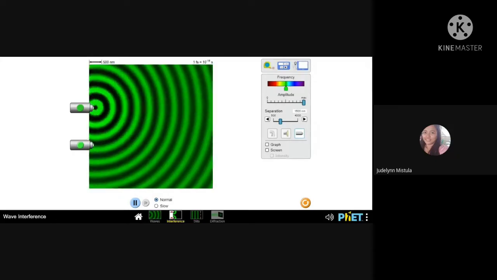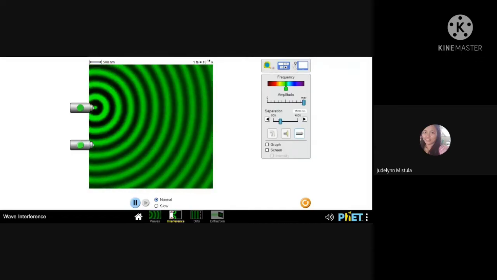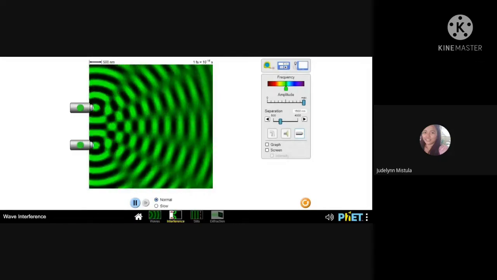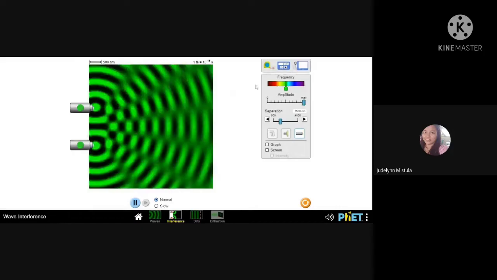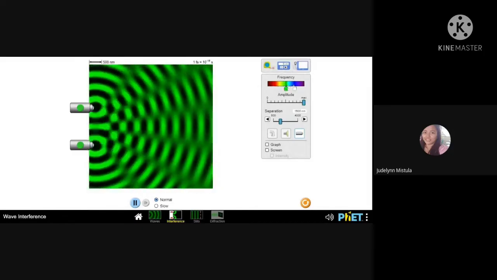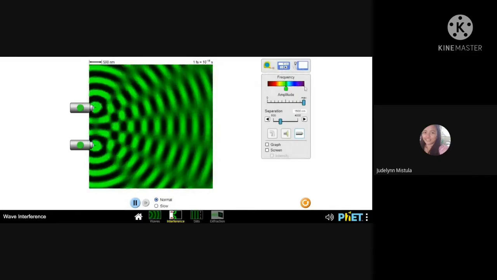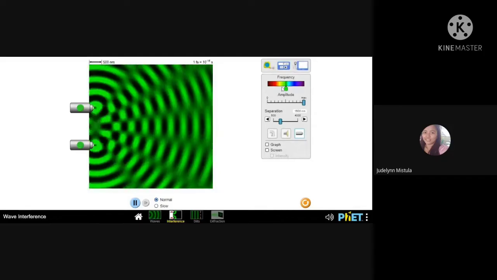What do you observe? What shapes are formed? What colors are produced? Now, I'll press the second one. Observe. Are there changes? What colors are produced? What patterns have been observed? Why do you think this happens?